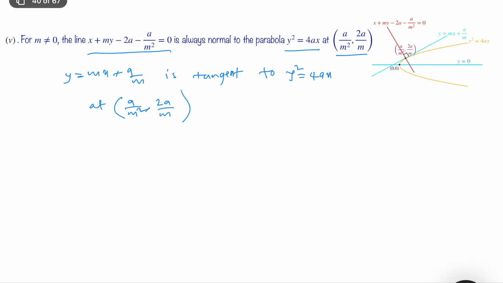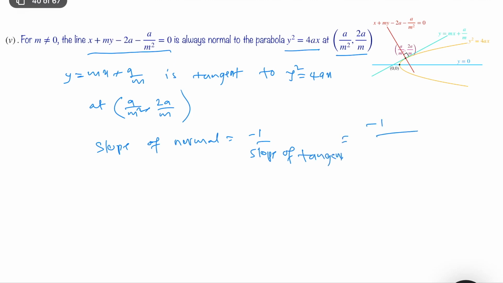Now what is the normal? The normal at this point a by m square comma 2a by m is going to be the line passing through this point and perpendicular to the tangent. So the slope of the normal is going to be what? The slope of the normal should be equal to minus 1 by the slope of the tangent.